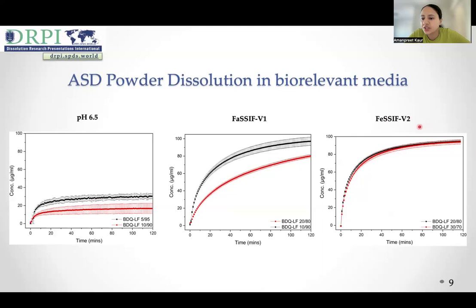In fed state version 2 media, we observed complete release from 20 and 30% drug loading ASDs. This is because of fairly high crystalline solubility of bedaquiline in fed state version 2 media, which is 258 microgram per ml, which is why the dissolution conditions in this experiment were no longer non-sink.